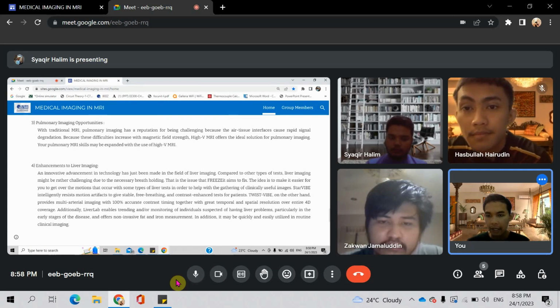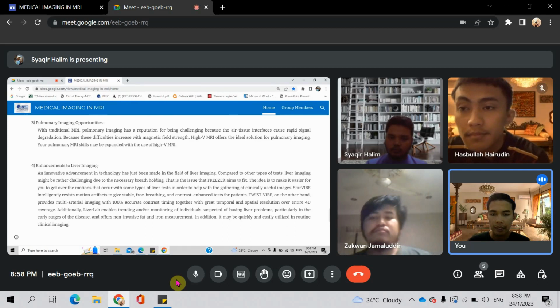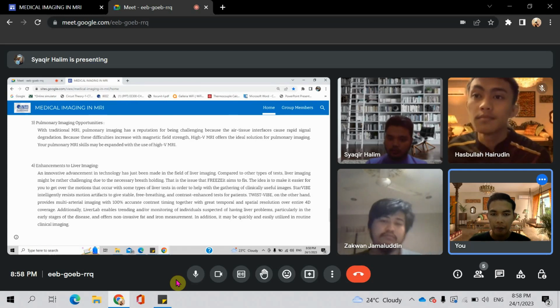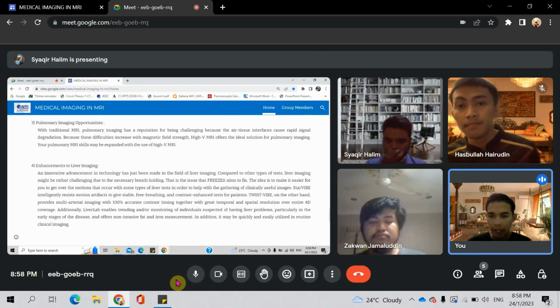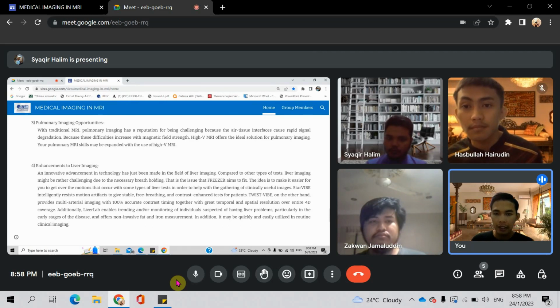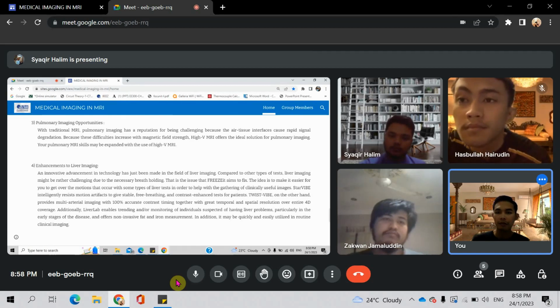Lastly, Liver Lab enables trending and monitoring of individuals suspected of having liver problems, particularly in the early stages of the disease, and offers non-invasive fat and iron measurement. In addition, it may be quickly and easily utilized in routine clinical imaging. That's all from me. Thank you.